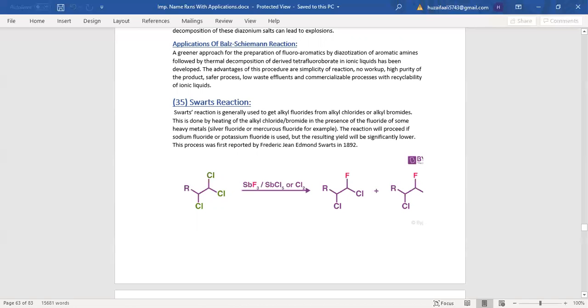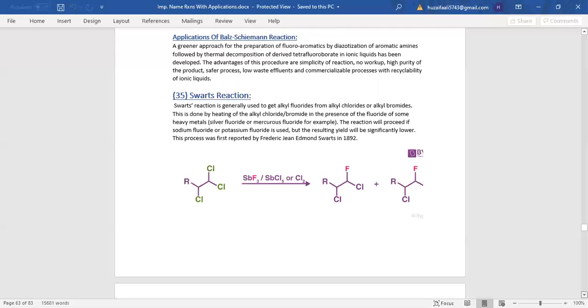Swarts reaction. Swarts reaction is generally used to get alkyl fluorides from alkyl chlorides or alkyl bromides. This is done by heating of the alkyl chloride or bromide in the presence of the fluoride of some heavy metals. The reaction will proceed if sodium fluoride or potassium fluoride is used, but the resulting yield will be significantly lower. This process was first reported by Frédéric Jean Edmond Swarts in 1892.